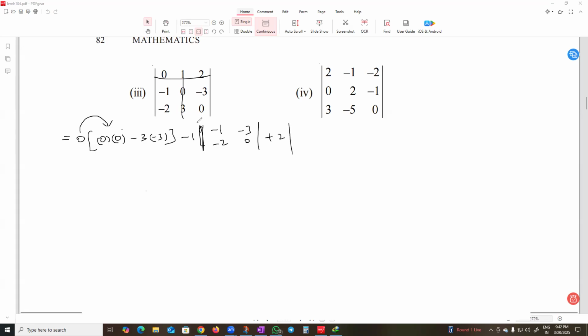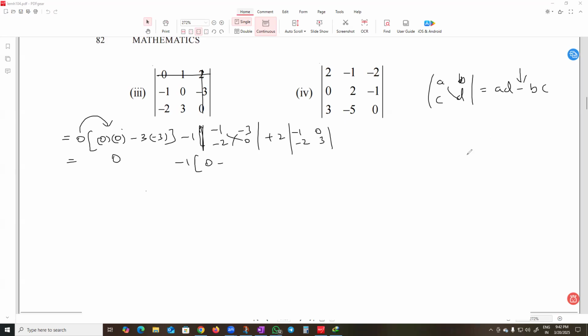And then 2, delete the row and column here. Delete this row and column. What you can see are the elements minus 1, 0, minus 2, 3. So 0 into anything is 0. So minus 1 into, try to calculate the det value, 0. And remember, students often get confused here. A, B, C, D, if you are calculating the det of this, then you should do AD minus BC. Remember this minus always. AD minus BC, okay?